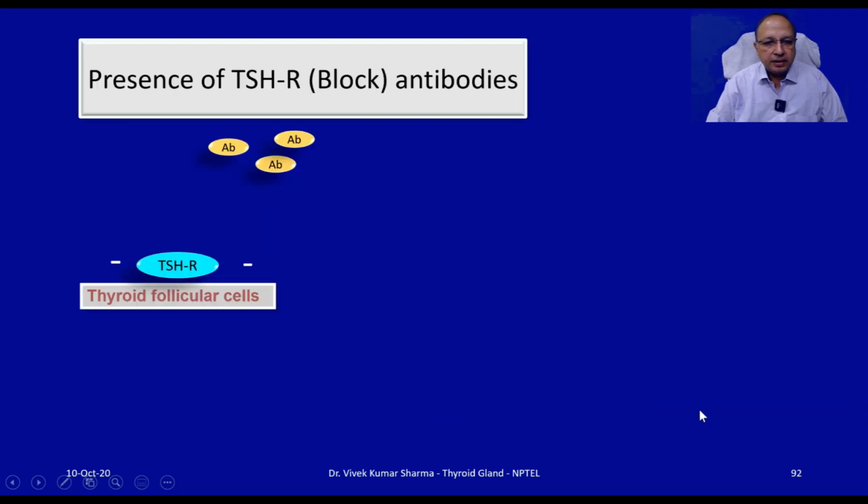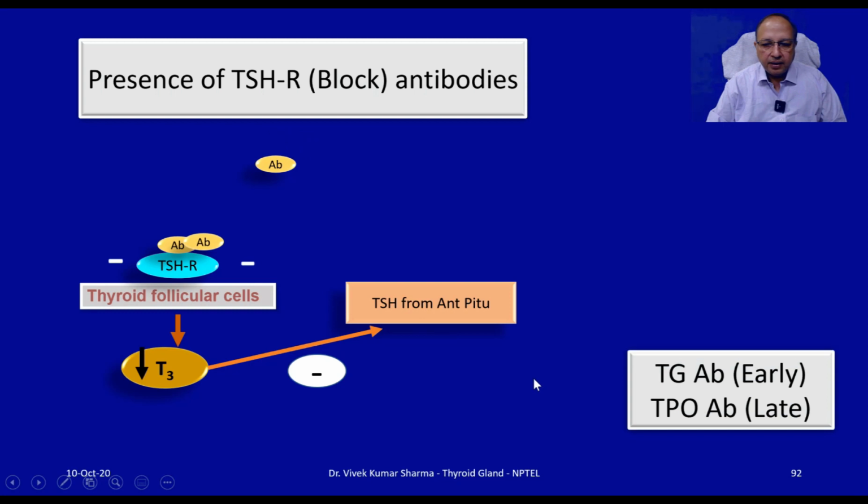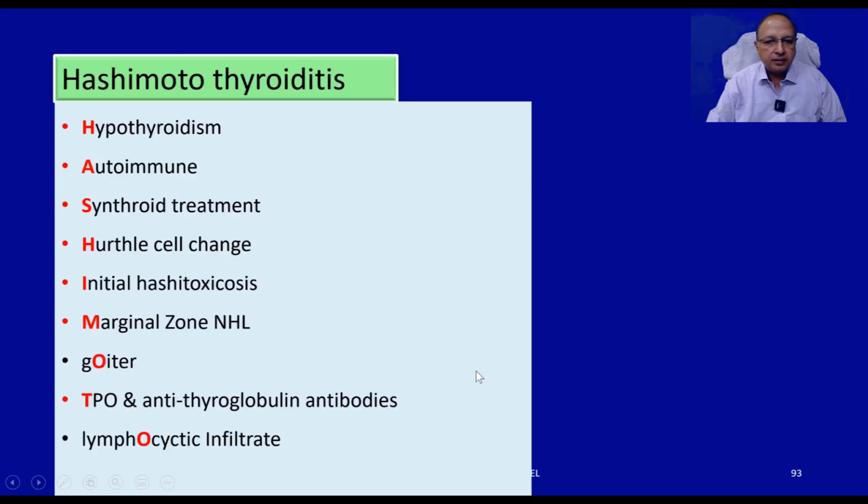There will be the presence of TSHR blocking antibodies. Due to this, there will be a decrease in T3 levels that keeps on stimulating TSH production from the anterior pituitary, but it is not able to take effect, and this leads to the condition of thyrotoxicosis. Thyroglobulin antibodies are present in the early stage and thyroid peroxidase antibodies are present in the late stage.